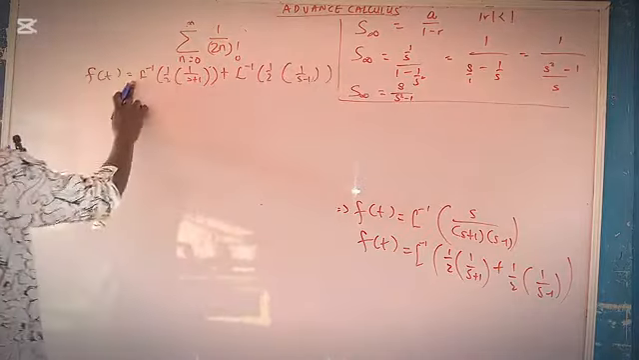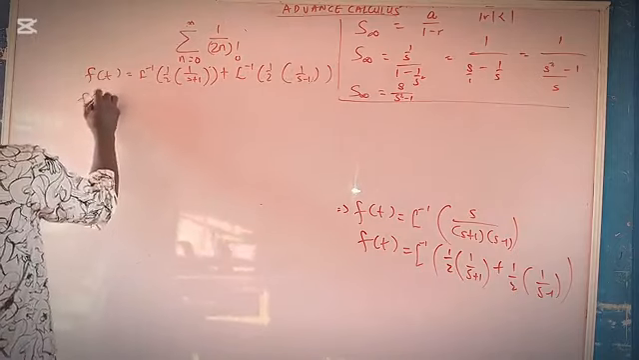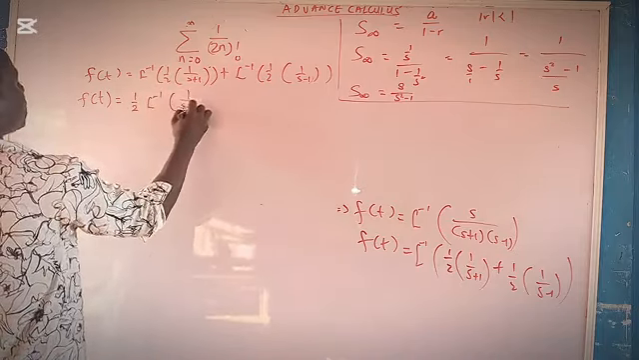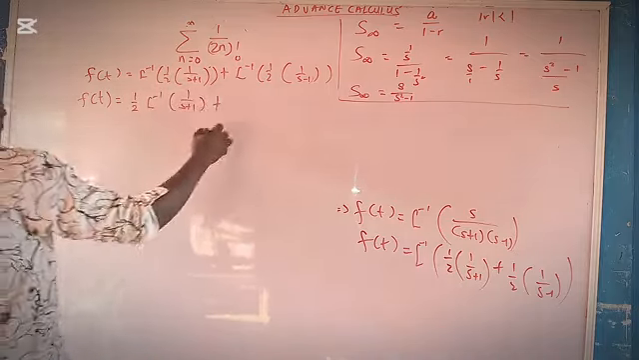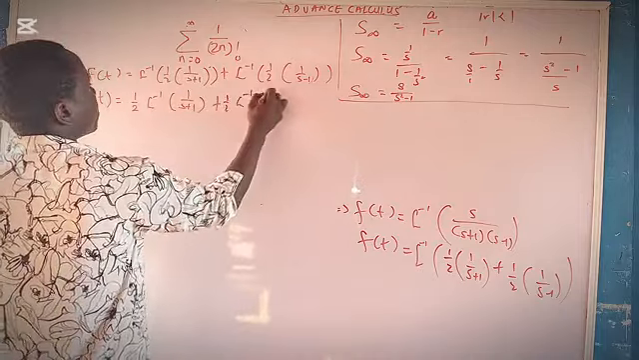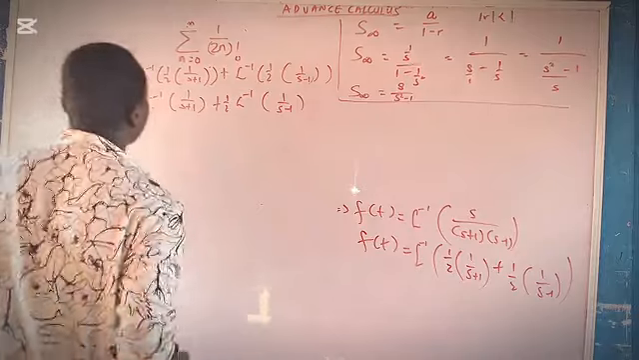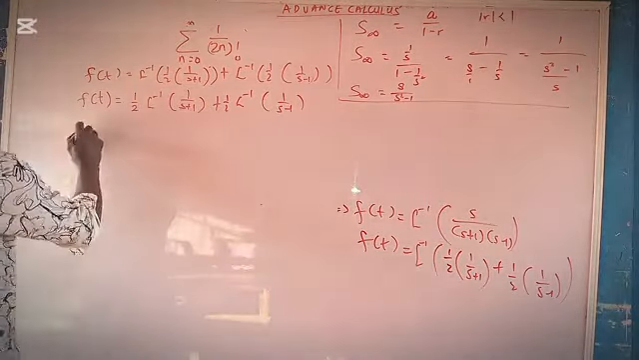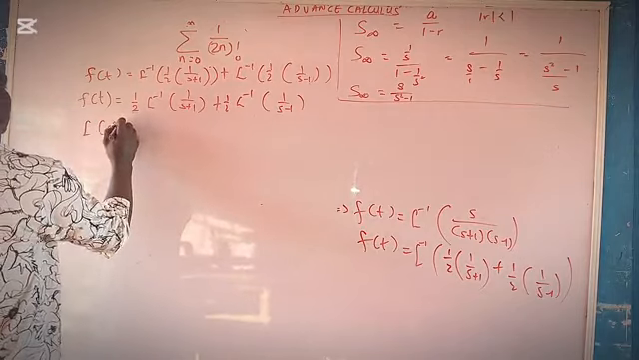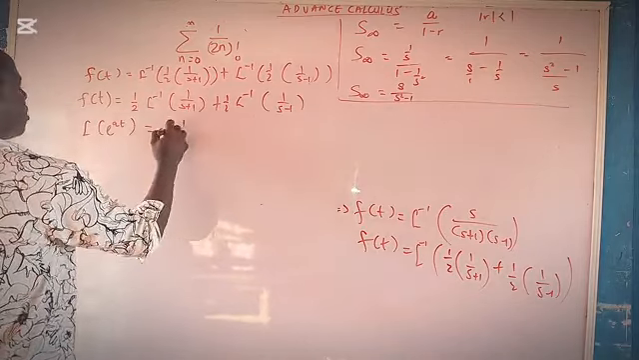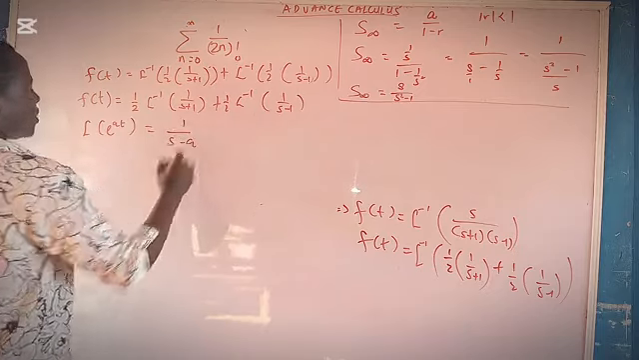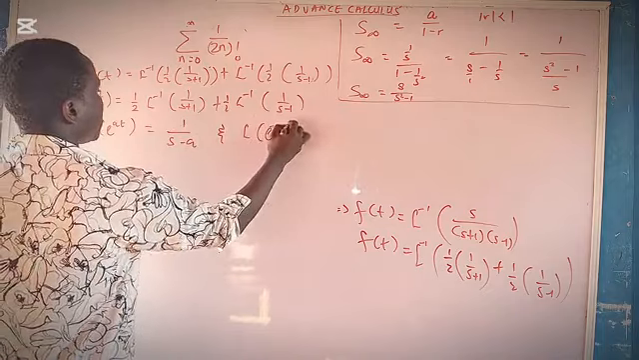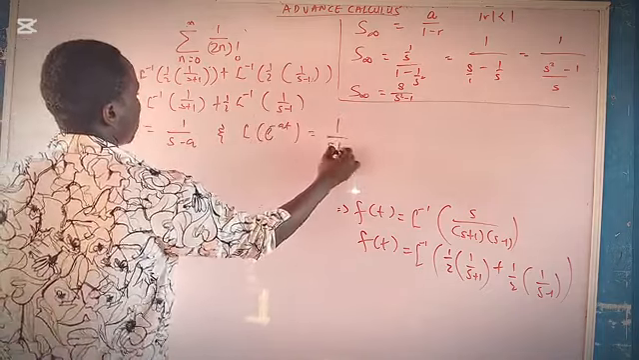So I can actually bring this 1 over 2 out. So I'm going to have f of t is equal to 1 over 2 inverse Laplace of 1 over s plus 1, then bring this 1 over 2 out, so we have 1 over 2 inverse Laplace of 1 over s minus 1. That's cool. So remember that Laplace of e raised to the power of at is equal to 1 over s minus a, and Laplace of e raised to the power of negative at is equal to 1 over s plus a.